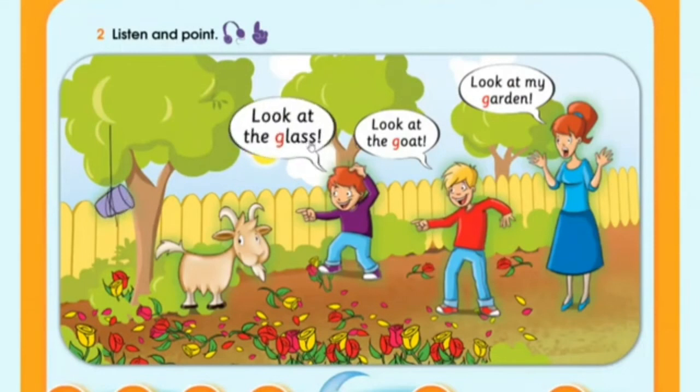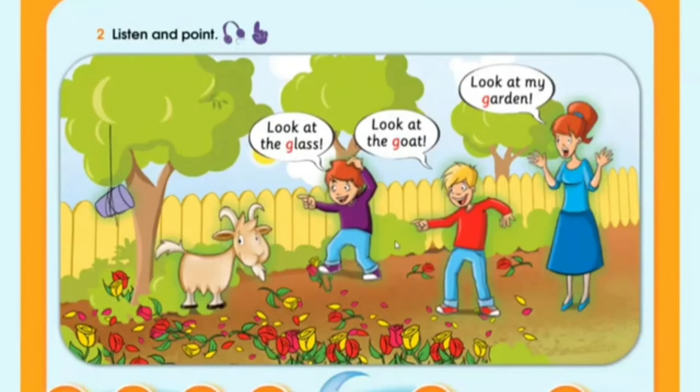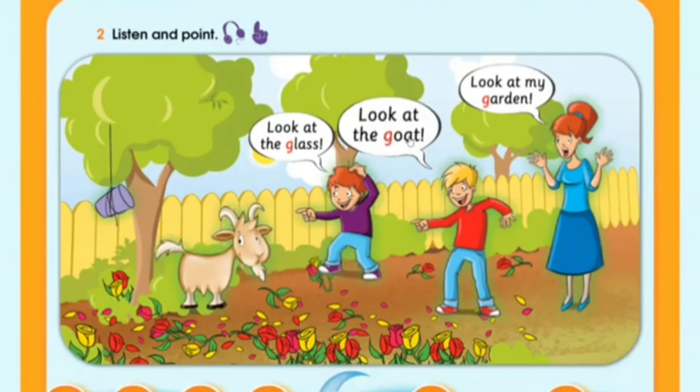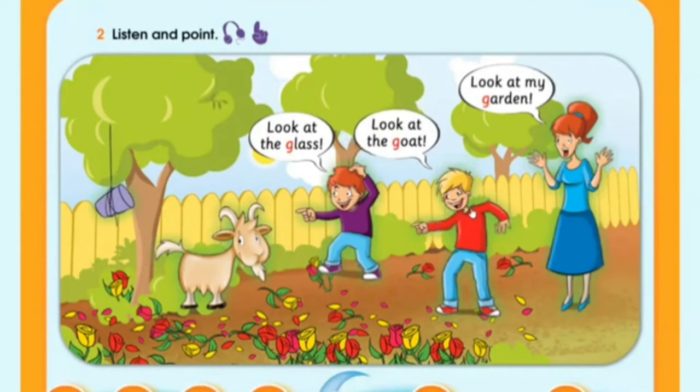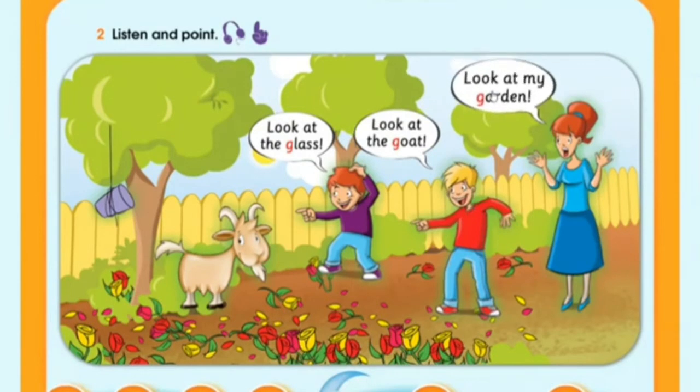Look at the glass. Again? Look at the glass. Look at the goat. Say it one more time. Look at the goat. Look at my garden. Look at my garden.